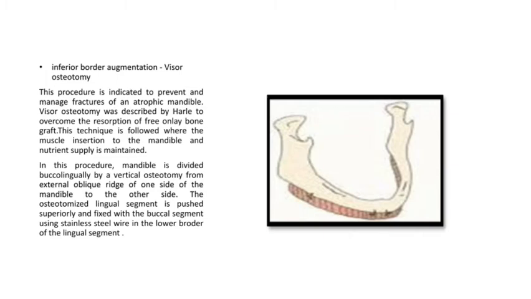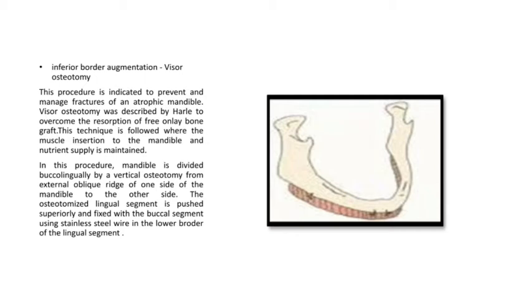This procedure is indicated to prevent and manage fracture of an atrophic mandible. Visor osteotomy was described by Harley to overcome the resorption of a free onlay bone graft. This technique is followed where the muscle insertion to the mandible and the nutrient supply is maintained.